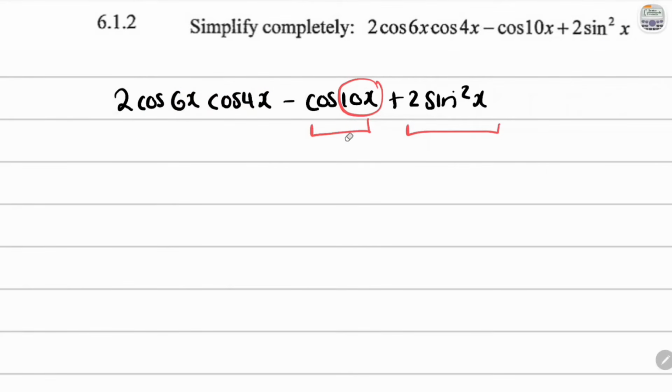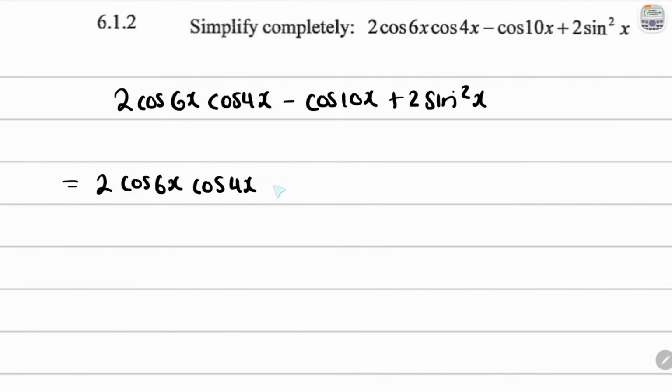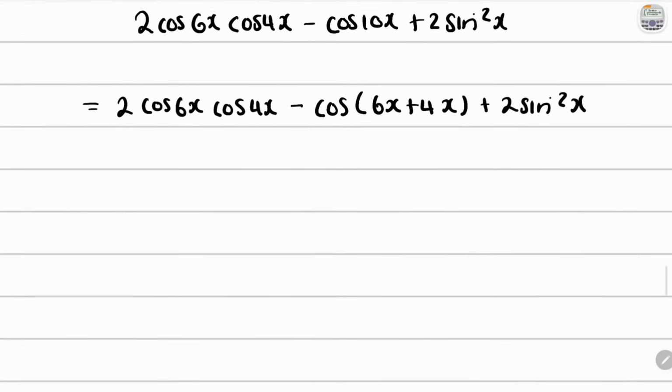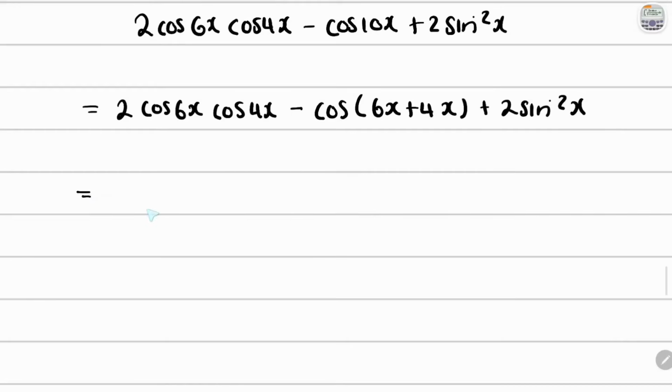So we can simply say this is equal to, keep this exactly the same, we'll leave it like this, and that is 6x and then cos 4x and minus, and we'll change this to cos of (6x + 4x). And for now we can just leave that because there's not really much to do to it yet. We can't really see what we should do to it. Okay, now this becomes 2 cos 6x cos 4x, and this is minus.